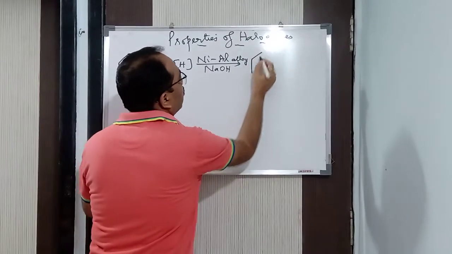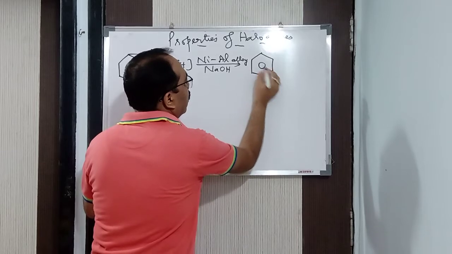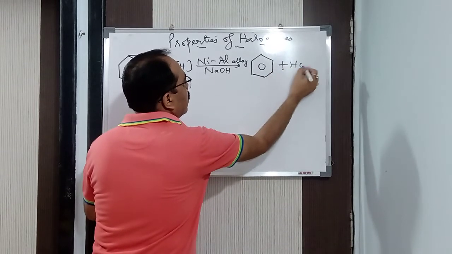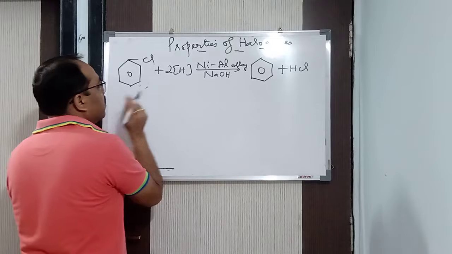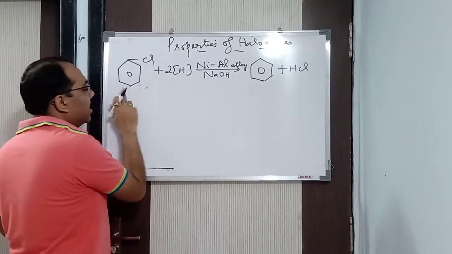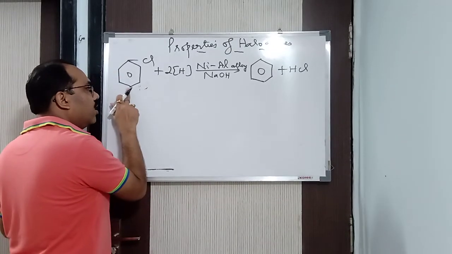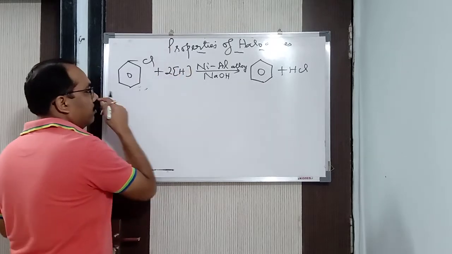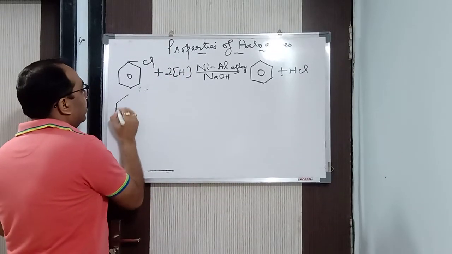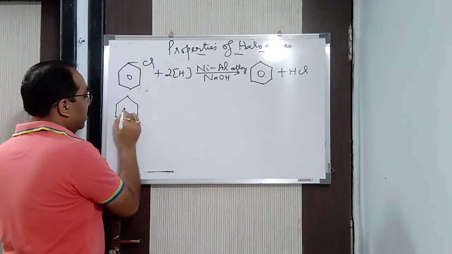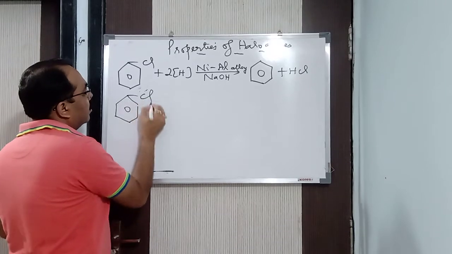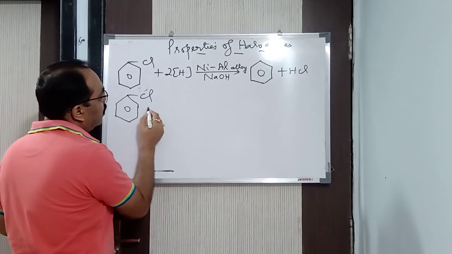So what am I going to get? I am going to get benzene plus HCl. We can say this is a conversion, converting chlorobenzene to benzene. Next we will see when chlorobenzene reacts with sodium.